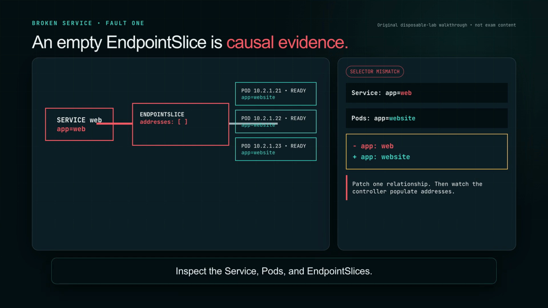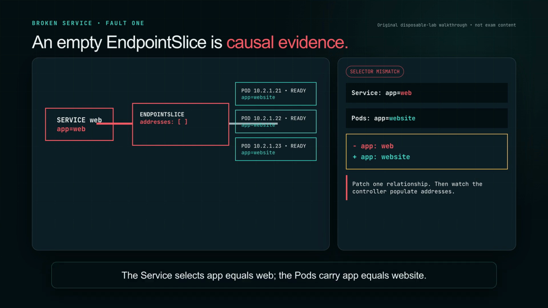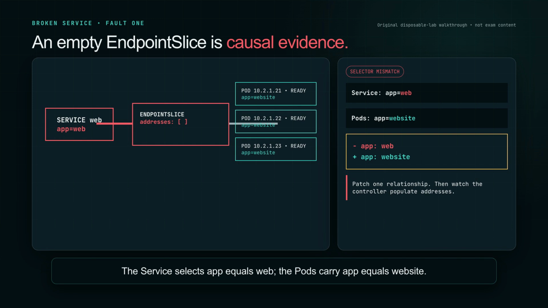Inspect the service, pods, and endpoint slices. The service selects app equals web. The pods carry app equals website. Kubernetes builds endpoint slices from services and matching ready pods, so this mismatch leaves the slice empty. That is causal evidence. Patch only the selector, then watch the endpoint slice gain pod addresses. We changed one relationship and immediately verified the controller's response.